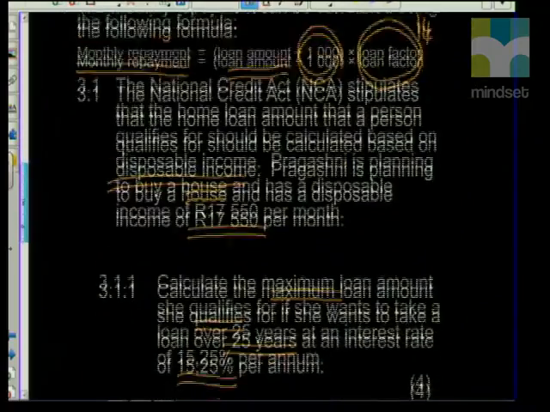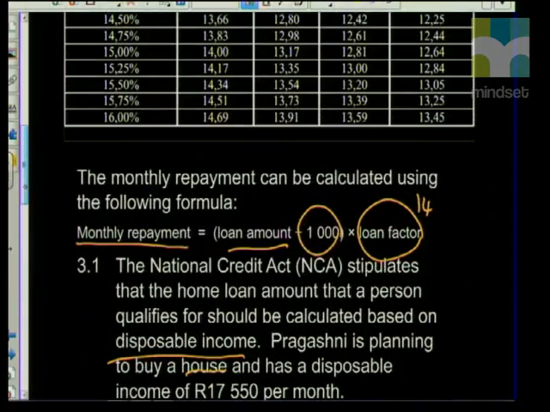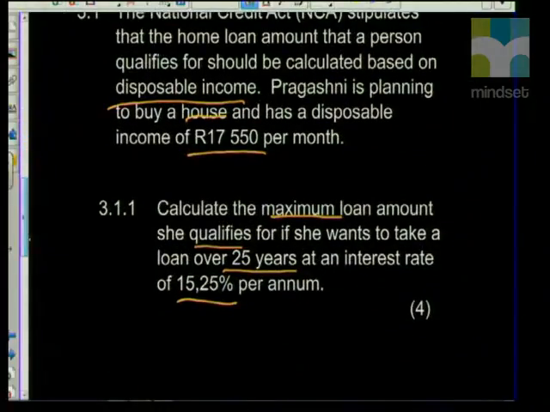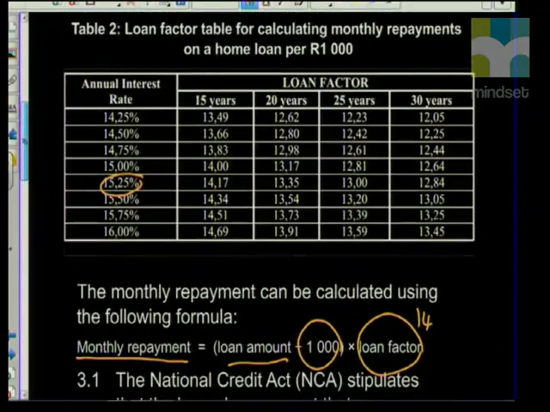We've got 15.25%. That's that one. And she's wanting to do 25 years. Just check it. Yes, there it is, 25 years. Don't get the percentages confused. And so the factor is 13. So now let's use the calculation as we're going to work it out to get us the maximum loan that she's allowed to get.